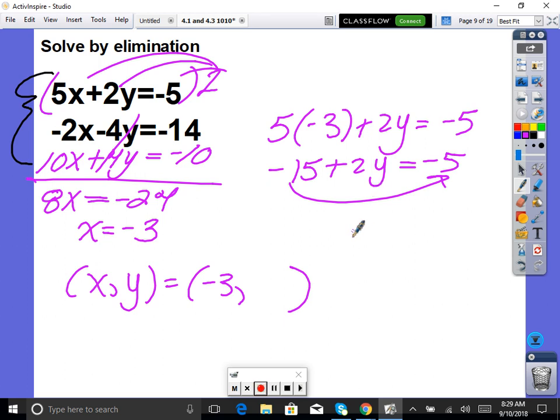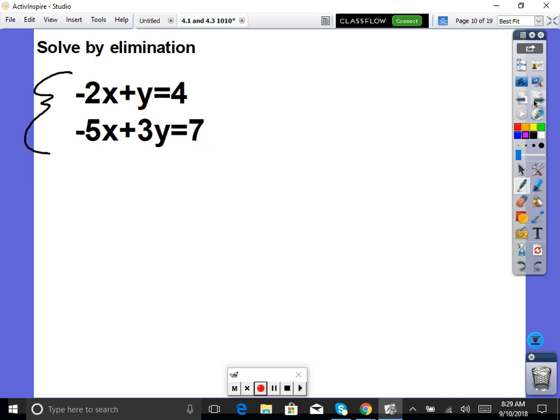10 divided by 2 is 5. Okay, awesome. Next one. Which variable? Y. What would you multiply by? Negative 3, because this is positive. Distribute, distribute, distribute. Once again, so 6x minus 3y equals negative 12.